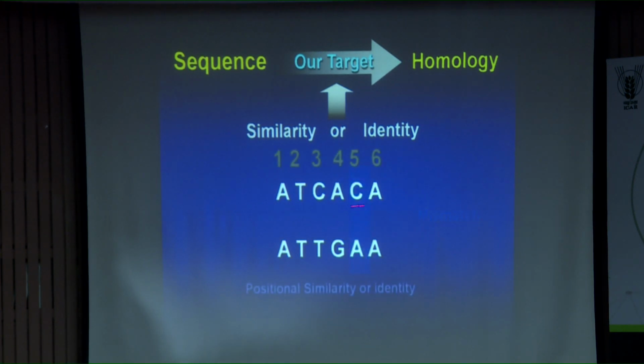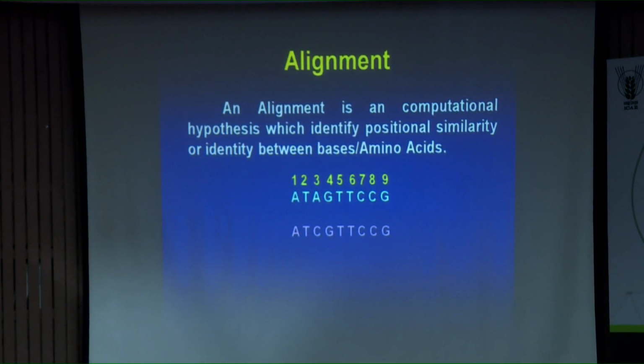Now, how are we actually comparing these two sequences? The first nucleotide with the first nucleotide, second with second, like that. So, we are taking the two sequences up and down and trying to understand the positional similarity or identity. What is there in the first position, is the same thing there or not. We are trying to find out the positional similarity, and this positional similarity or identity is called alignment. This terminology you often use, that we will do a sequence alignment. What is alignment? Next, alignment is a computational hypothesis which identifies positional similarity or identity between the bases or amino acids. So, it is the hypothesis which states the positional similarity and identity between the bases and amino acids. Just like this. Now, this alignment may be done in two ways.